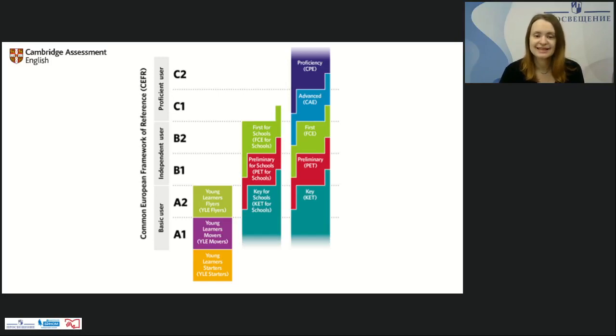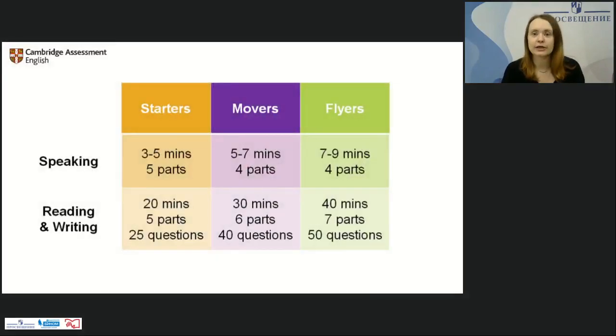And now let's see what tasks we're going to assess today and what we're going to talk about. So today is going to be all about productive tasks. So that would be speaking, reading, and writing. For the young learners' qualifications, reading and writing parts are combined. And we will have a look at all three of them.